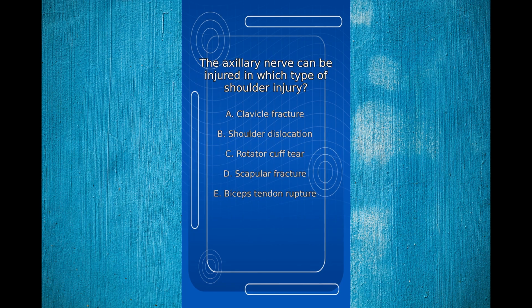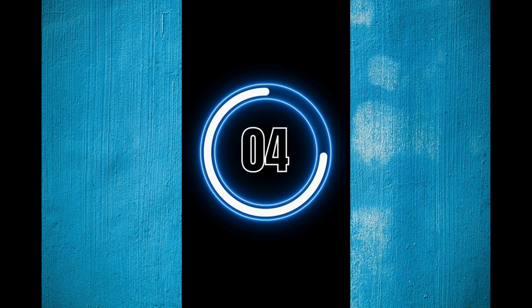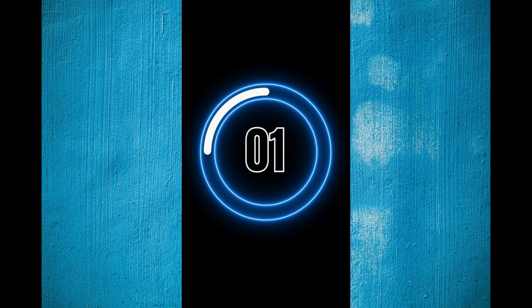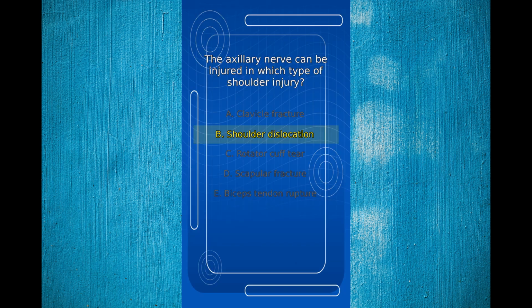The axillary nerve can be injured in which type of shoulder injury? The correct answer is B. Shoulder dislocation. Anterior shoulder dislocation may damage the axillary nerve.